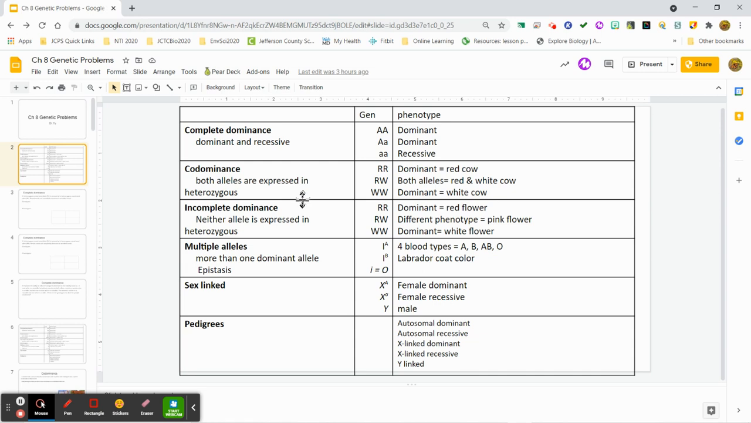And incomplete dominance is similar to codominance. This is sort of patchy. You can think of things being patchy. This is where you have a completely different phenotype. So here, the dominant color is red, and also the dominant color is white. And then when you have those two heterozygous, you actually have a different phenotype, which is pink, which is sort of a mixing. But again, codominance is sort of patchy, and this is mixing. And then in the next video, we'll do multiple alleles, sex-linked, and pedigrees.